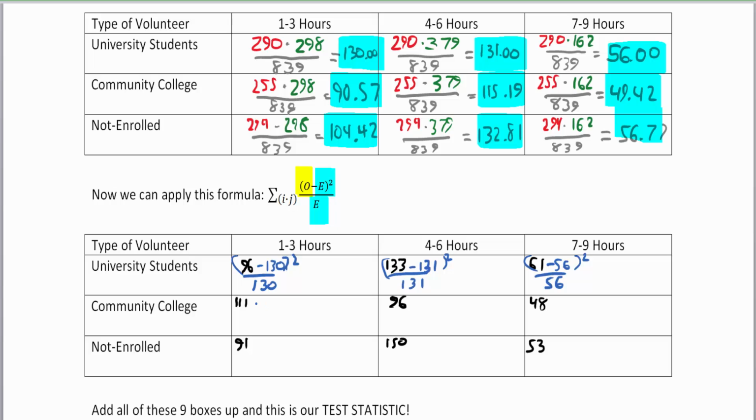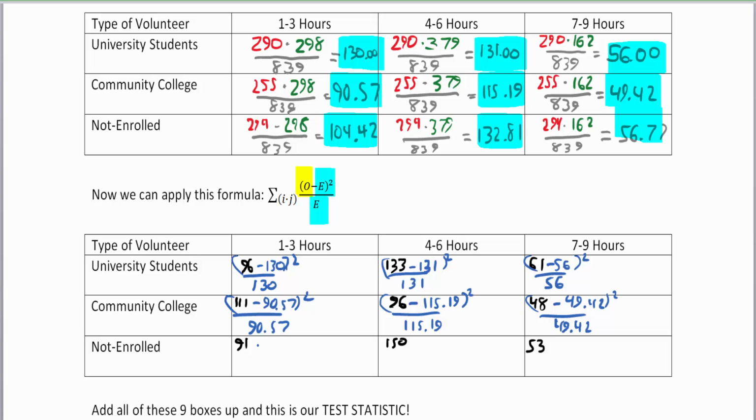This is going to be subtract 90.57, quantity squared, divided by 90.57. And this is subtracting 115.19. Pretty big difference there. And then we're going to divide by 115.19. Woo! Bet you never had a problem this long before. 48 minus 49.42, quantity squared, divided by 49.42. Now that was pretty close.